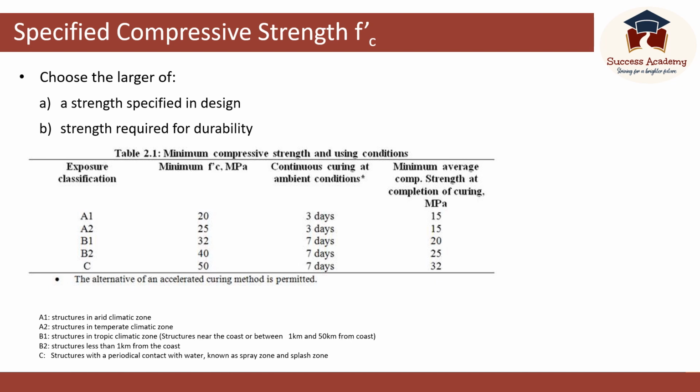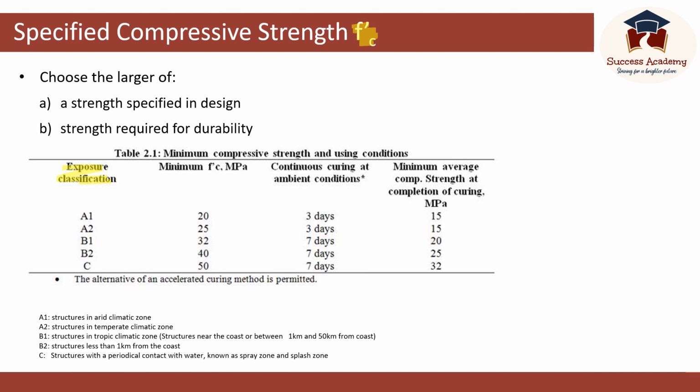It is the minimum strength that a concrete mix is required to achieve as per design specifications or construction codes. It is a value that engineers and designers determine based on the intended use of the concrete and the structural requirements. Specified compressive strength is usually denoted by the symbol f'c. Here in this slide you can see the minimum specified compressive strength for different exposure classifications.